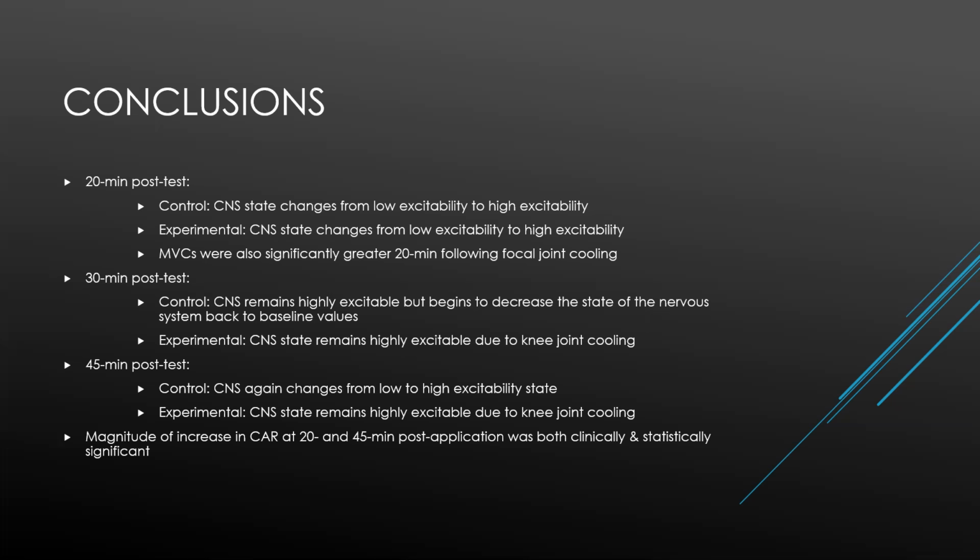The control and experimental group were both able to excite their motor neurons from that central nervous system. We call this a state change. In the 30-minute post-test, the reasoning for the difference between the control and experimental group is that the experimental group was still remaining highly excited due to that knee joint cooling. However, the central nervous system of the control group was unable to decrease their state of nervous system back to those baseline values in that given amount of time. That just 10 minutes of recovery time did not allow that decrease.